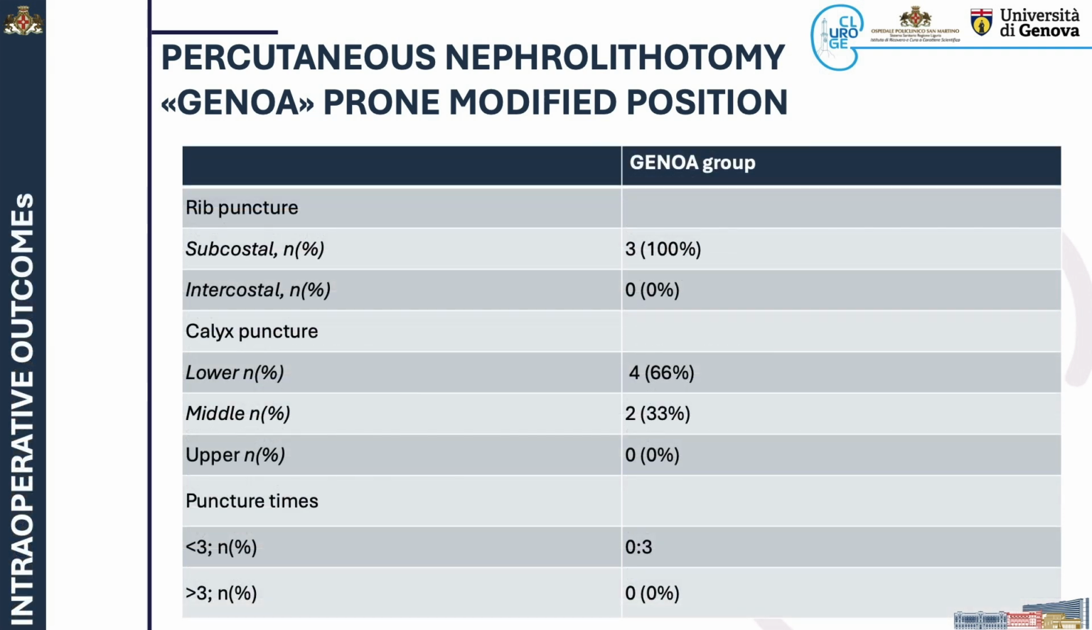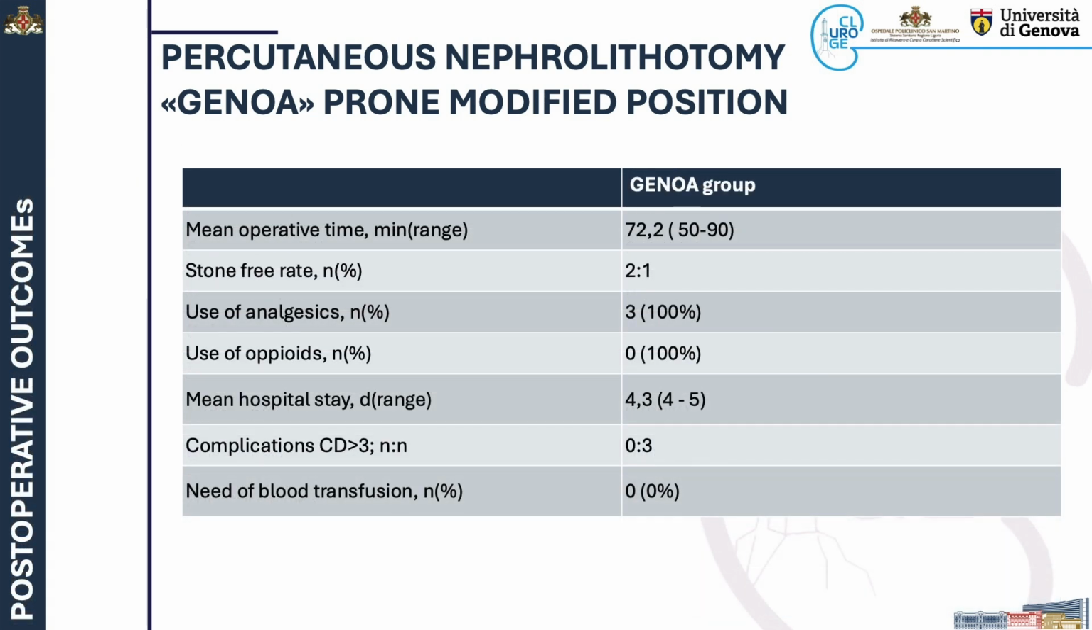Puncture was performed below the costal margin in all cases, with access to the lower calyces in 4 out of 6 cases. No patient required more than 3 puncture attempts. The mean operative time was 70 minutes, with a stone-free rate of 2:1. All patients used analgesics, while none required opioids.